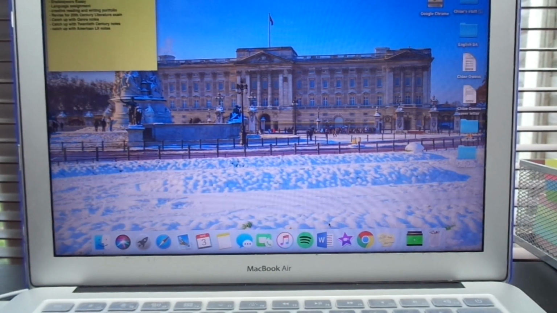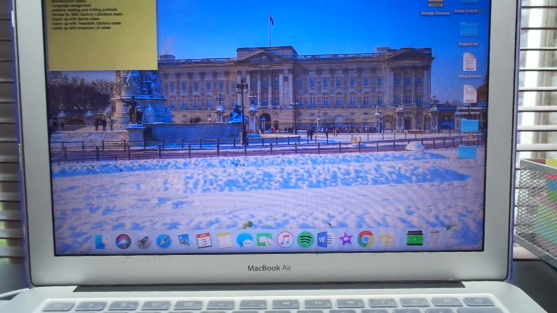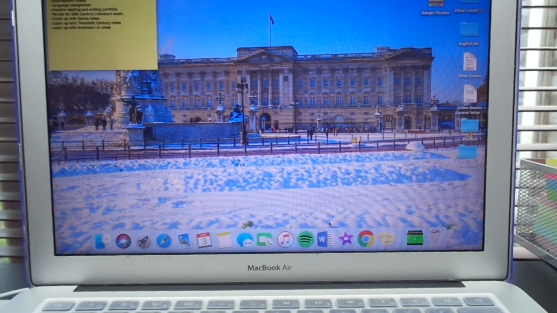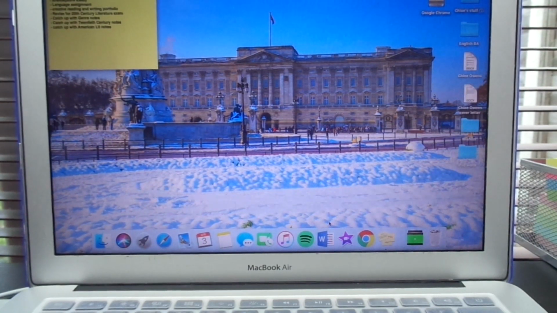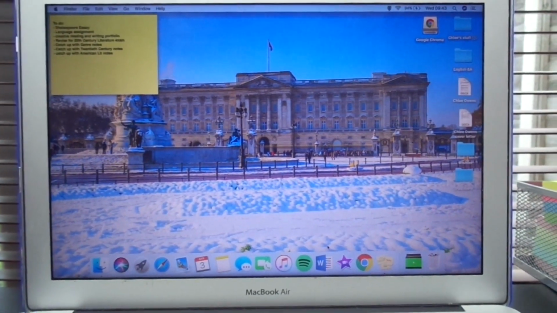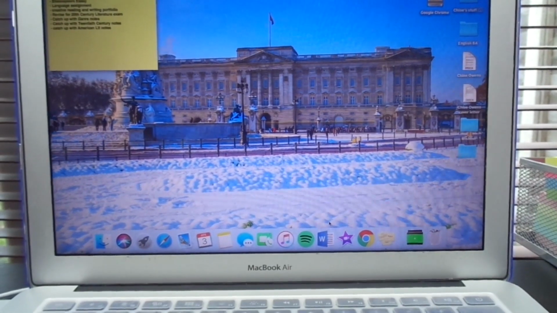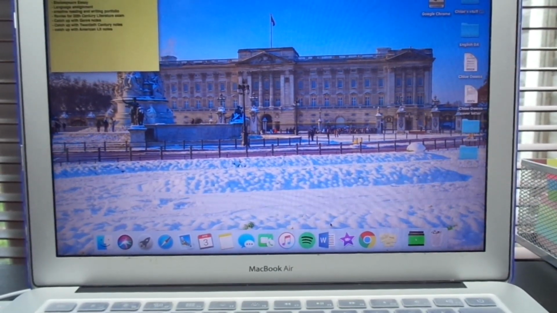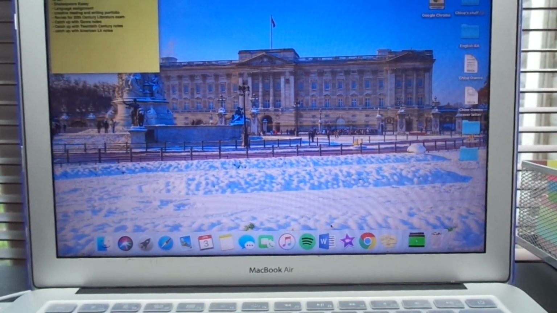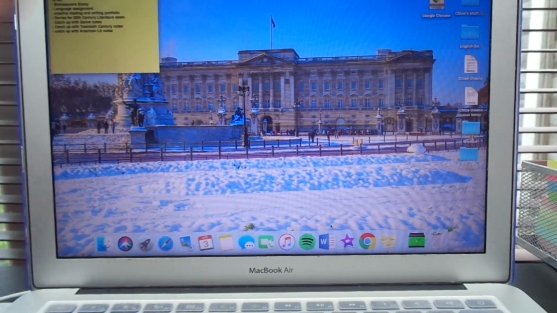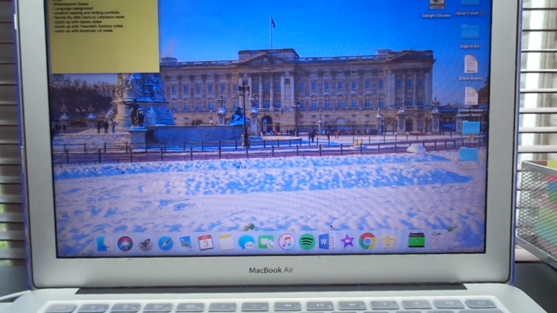Okay, so this is my MacBook. I have the MacBook Air 2017, and I'm just going to move it up a little bit. And as you can see, I have this beautiful photo of Buckingham Palace in the snow as my screensaver, because why not? And then over here I have my to-do list, and then this is all just documents. But anyway, moving on to notes.